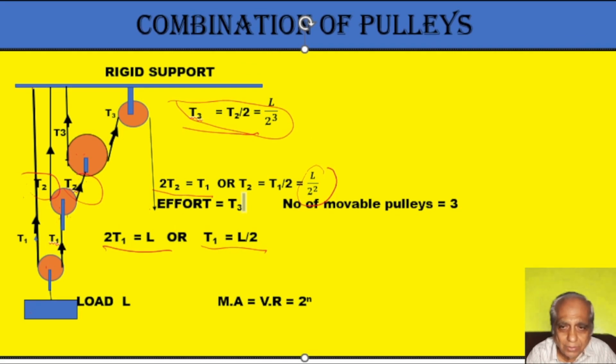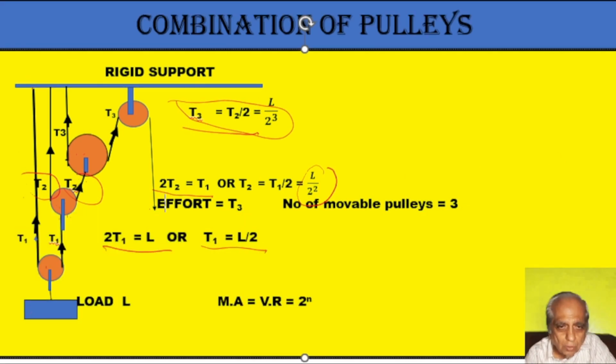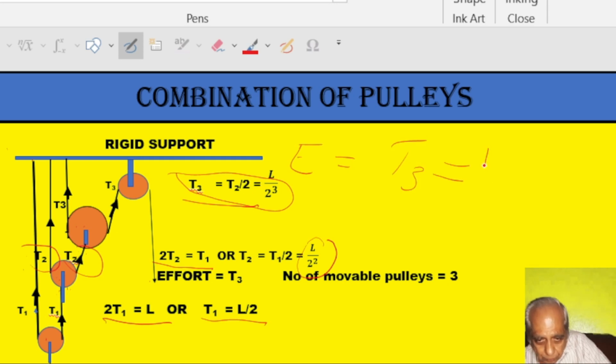So if effort is T3, then what is mechanical advantage? We know mechanical advantage is L upon E. Isn't it? So now let us calculate how much I will get L upon E. I have got effort equal to T3, and what is T3? T3 is L upon 2 raised to 3. So now I want L upon E, so taking E there, I'll get L upon E equal to 2 raised to 3.